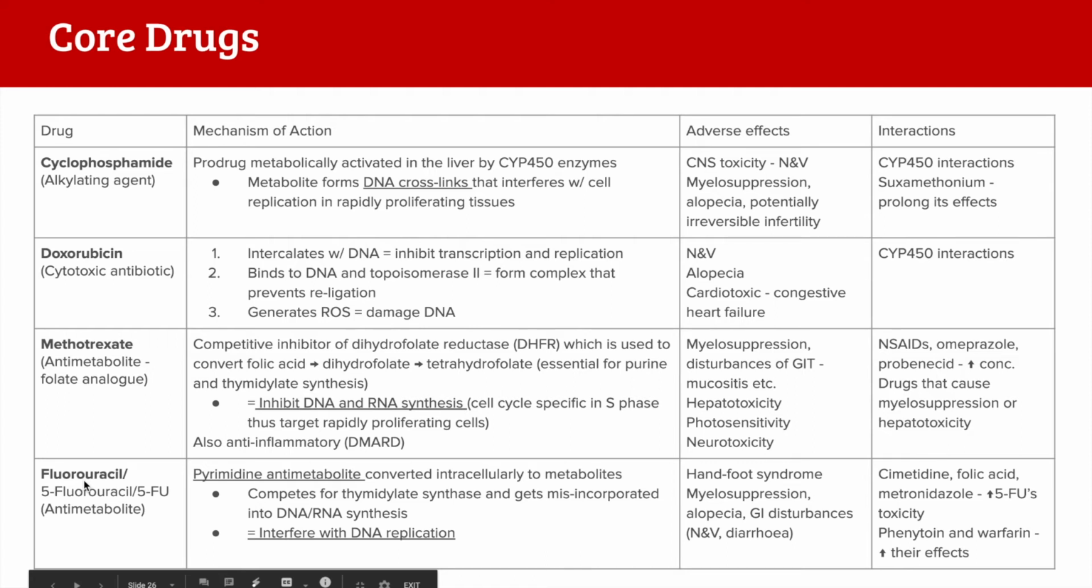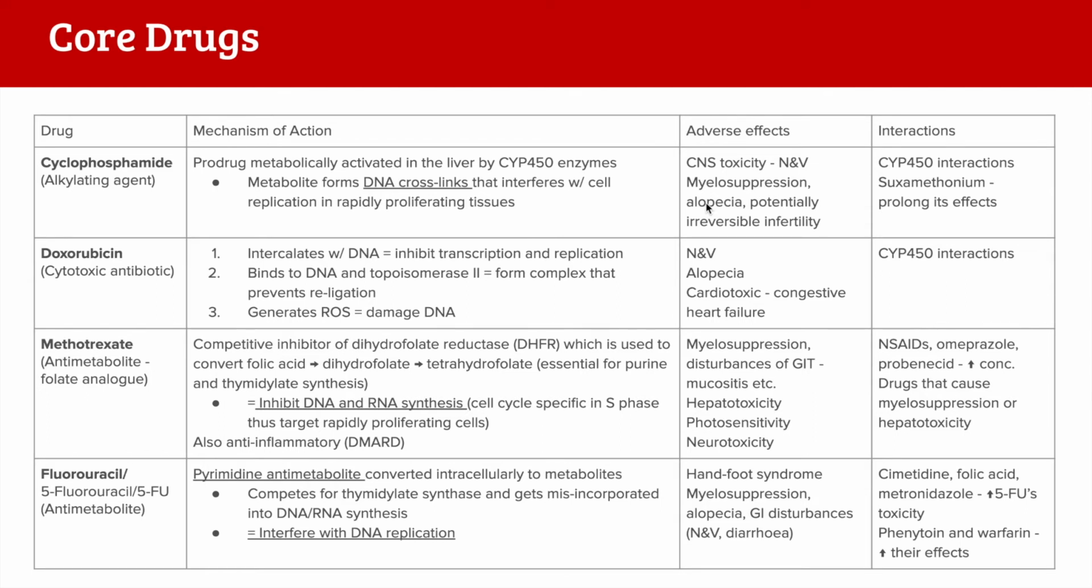The first one is cyclophosphamide, an alkylating agent, and if you remember what that is, it inserts an alkyl group into the DNA. It's a prodrug that's metabolically activated by CYP450 enzymes. You have to know the specific ones. Its metabolites form DNA crosslinks that interfere with cell replication in rapidly proliferating tissues. Since this happens in rapidly proliferating tissues, you'll find that all the drugs that affect the rapidly proliferating ones will cause problems like myelosuppression.